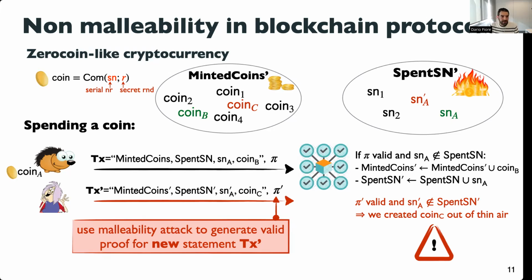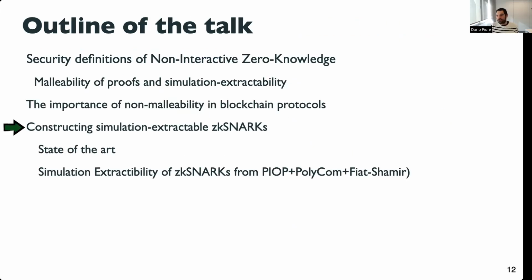Now, in Zerocoin or Zerocash that use this approach, this is not possible because there are additional checks in the relation that you prove. But if the proof system would be non-malleable, you could get this property for free. All right, so this is to motivate why we care about non-malleable proofs.